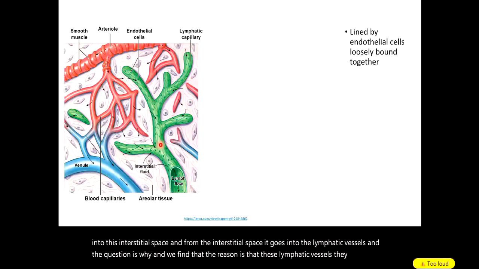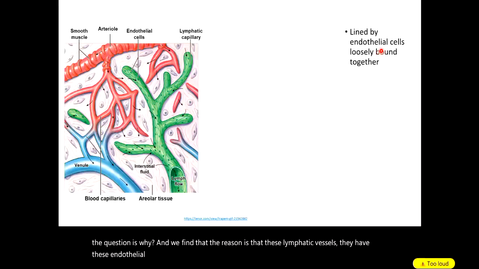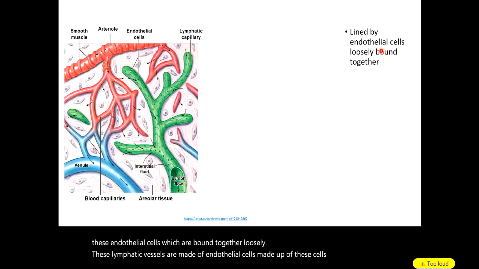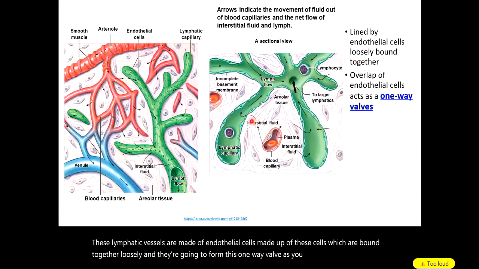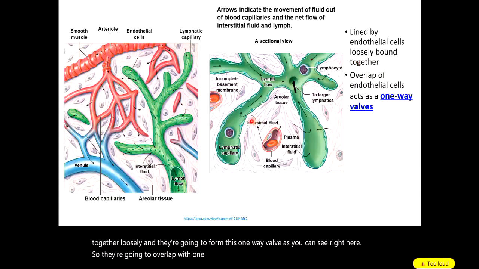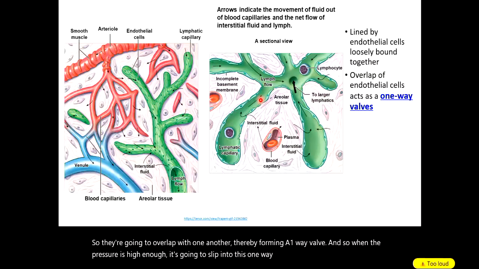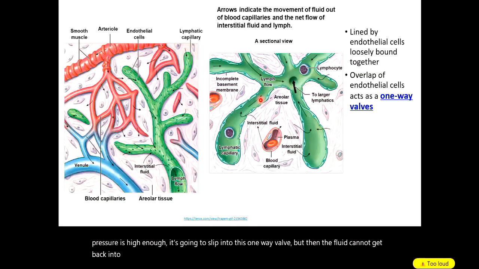And we find that the reason is that these lymphatic vessels are made up of endothelial cells which are bound together loosely, and they're going to form this one-way valve, as you can see right here. So they're going to overlap with one another, thereby forming a one-way valve. And so when the pressure is high enough, the fluid is going to slip in through this one-way valve, but then it cannot get back into this interstitial space. So the fluid can only flow in one direction.